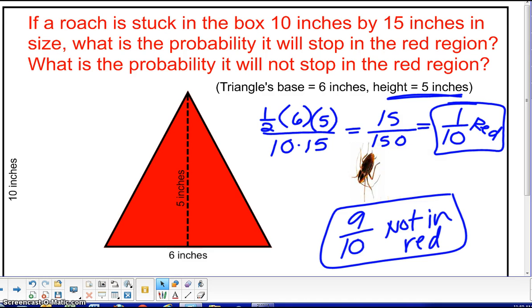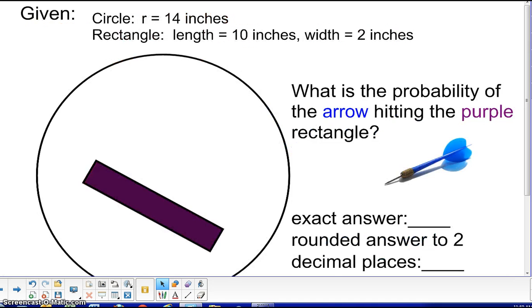Okay, so let's go ahead and go on to the next one, also geometric probability. We have an arrow that is going to be shot and trying to hit the purple. I think I called it purple because it used to look purple. Anyway, so we have an arrow. What's the probability? Okay, I want you to push pause and try it.